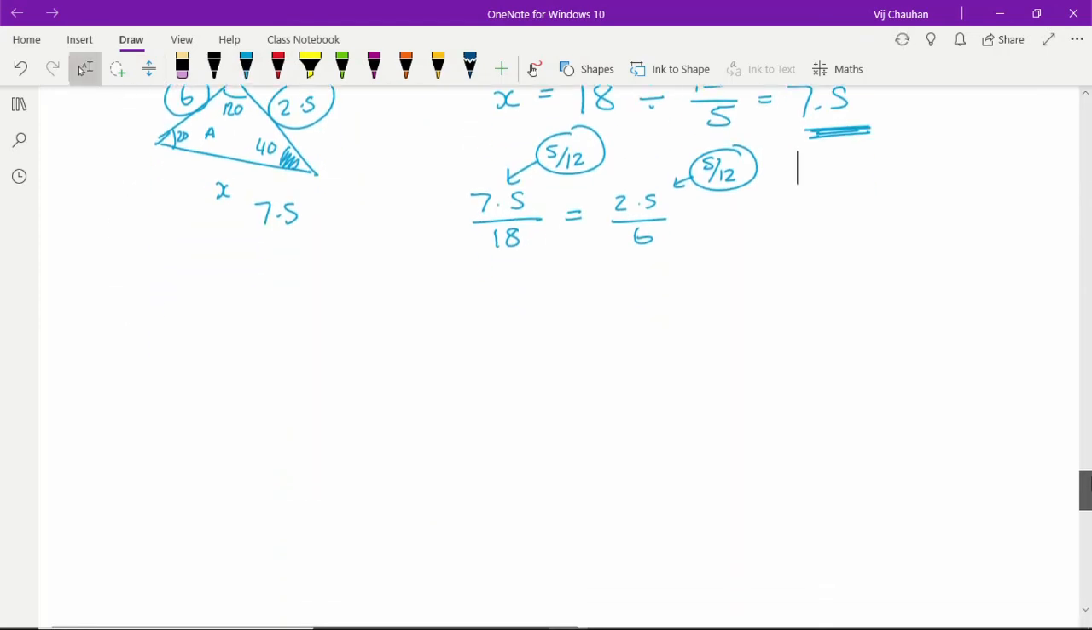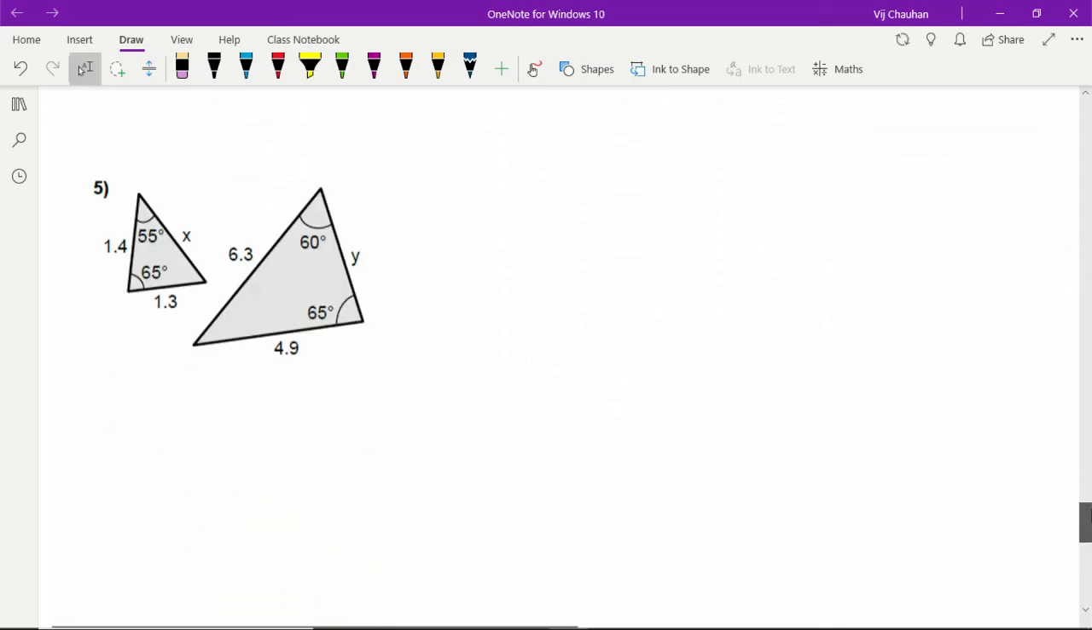So moving on to our next example. Again here, I've got to make sure of working out the missing angles. My missing angle is going to be 180 minus 55 minus 65, which gives me 60. And if I work this angle out here, that's going to give me 55.